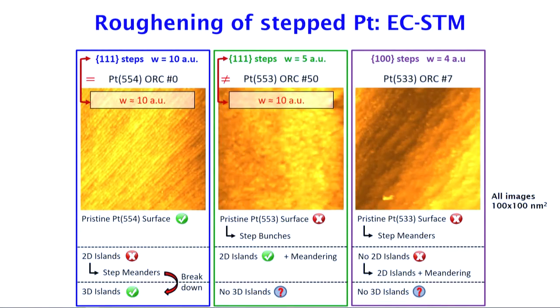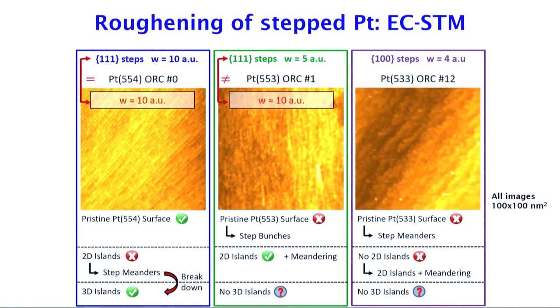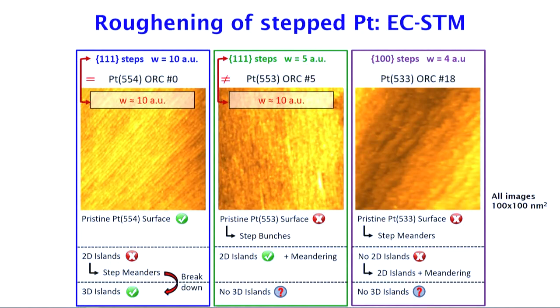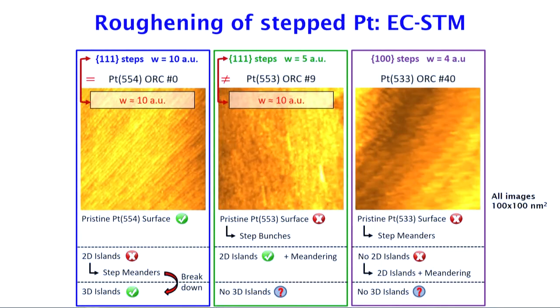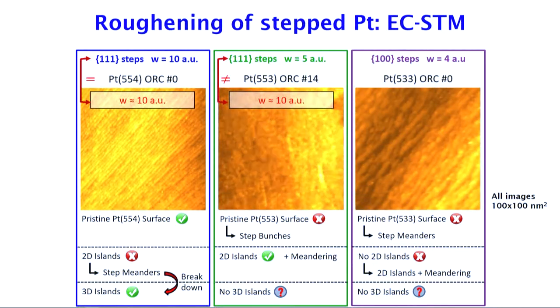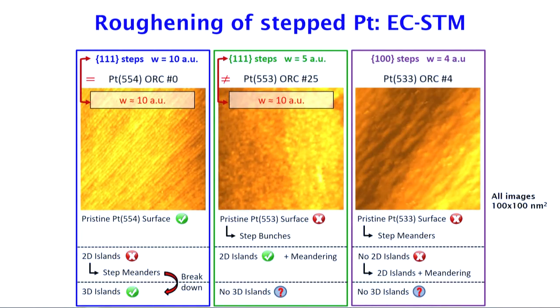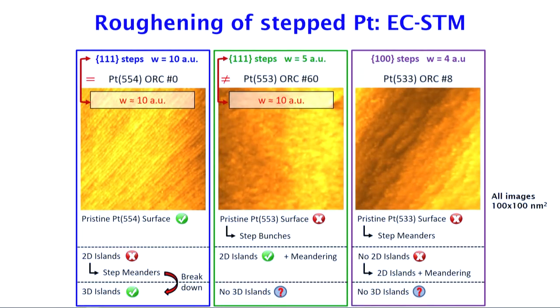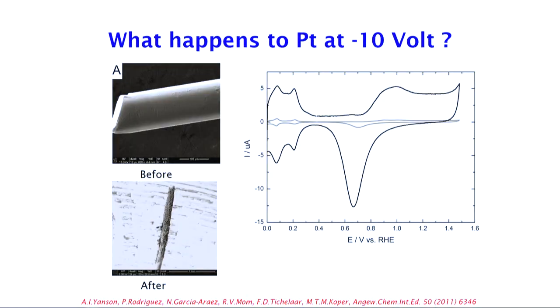We do not know exactly what happens, but what we do think is happening is that there's a very important effect here of the oxidation of the steps themselves, and that they generate platinum atoms, and that may be a very important contribution to the dynamics of the surface.